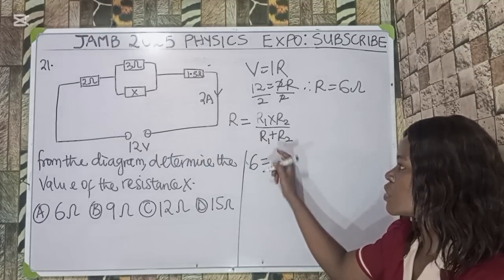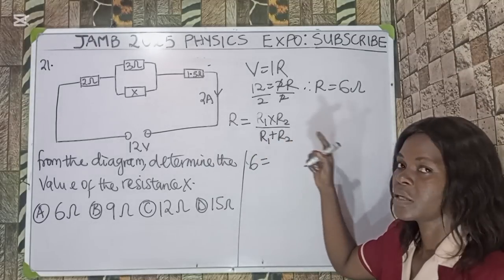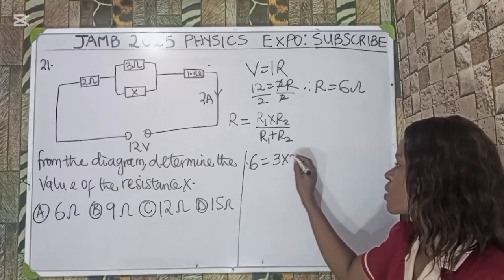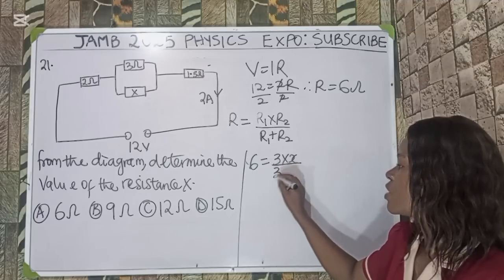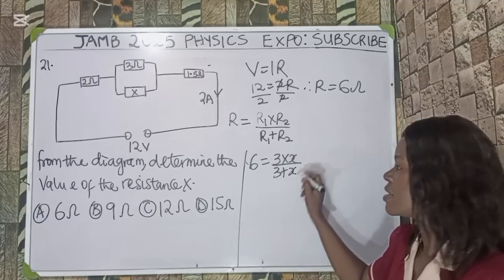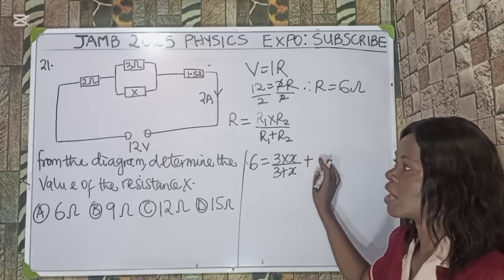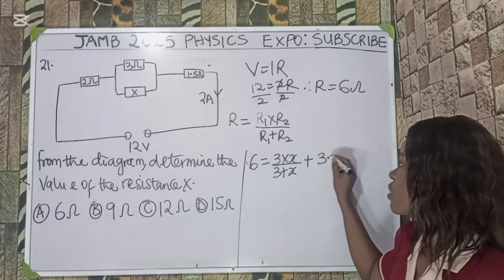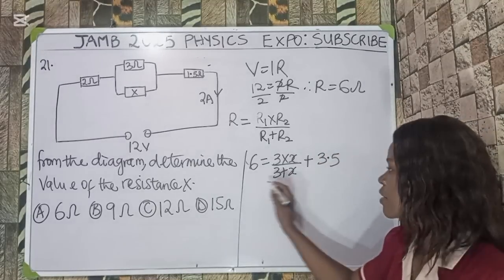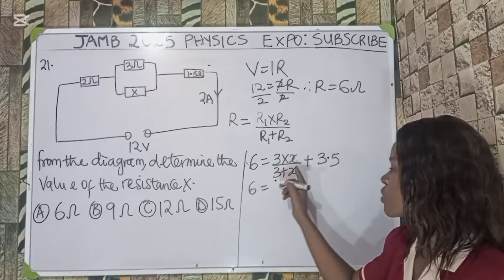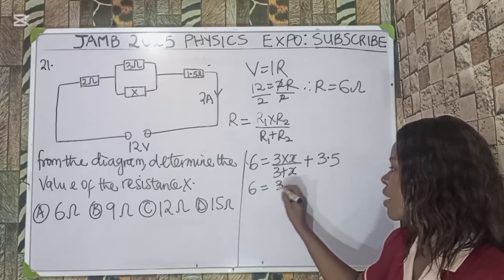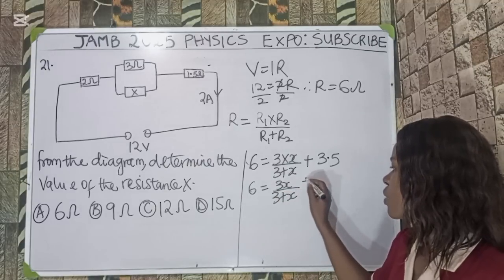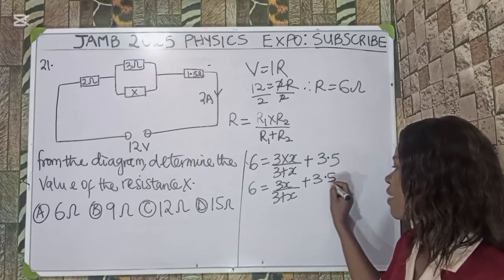So 6 is equal to my R1, the ones in the parallel connection, that is 3 times what? X, all over 3 plus what? X, right? Then whatever I have, I'm going to add it to what? 2 plus 1.5 is going to give me 3.5. Is that clear? So 6 is equal to 3x all over 3 plus x, plus 3.5, right?